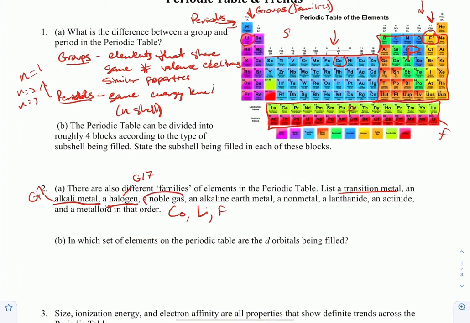Okay, a noble gas, hopefully you know what this one is. These guys are the very end here, with the full octet. They don't really do much. They kind of just exist. And so let's go ahead and put argon there. Alkaline earth metal. These are just to the right of group 1 alkali metals. These are group 2 metals. Okay, and then I'll just put beryllium right there.